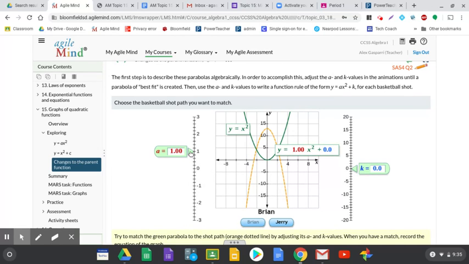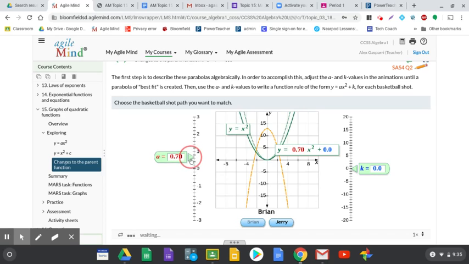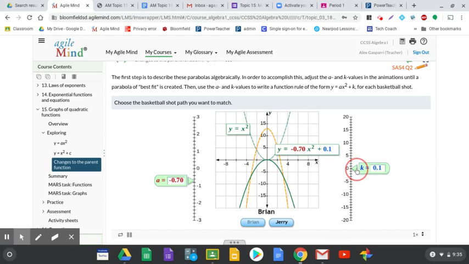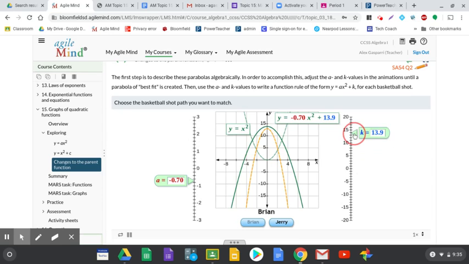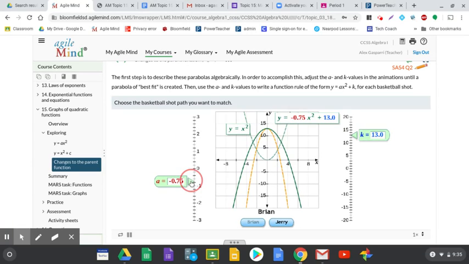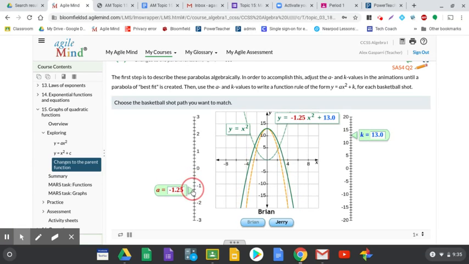Just like we talked about the other day, when A is negative, your parabola is going to be upside down. We also notice that the vertex went up instead of starting at 0, 0. Now it's up here around 13. But my green parabola still doesn't match the orange parabola just yet. So I've got to make it narrower. So I need to increase the value of A, or in this case, since it's in the negatives, I need to decrease it.